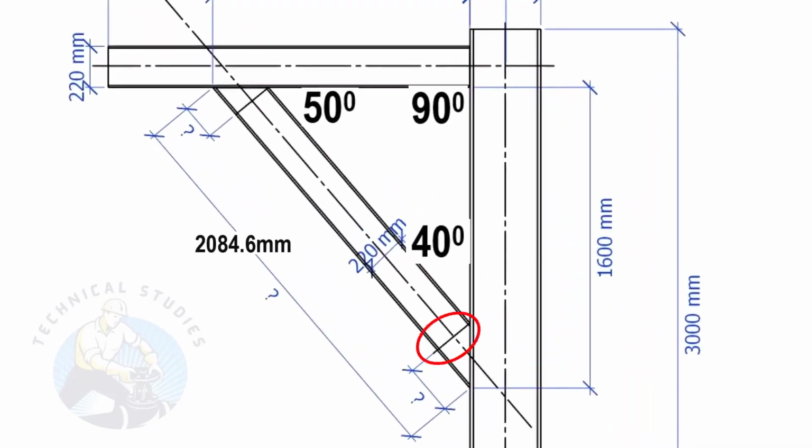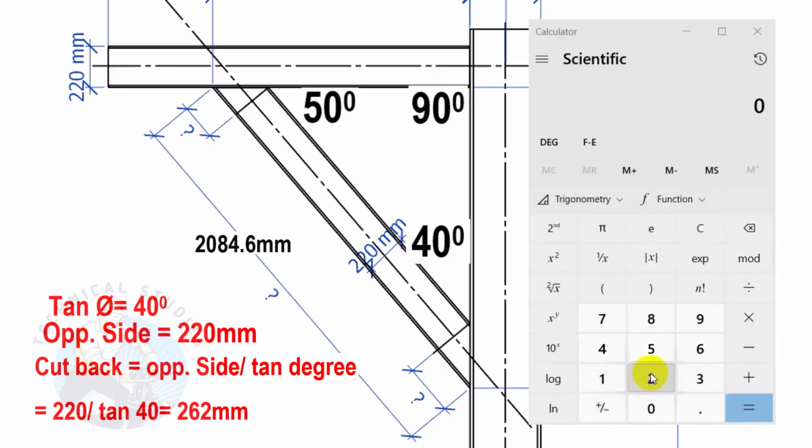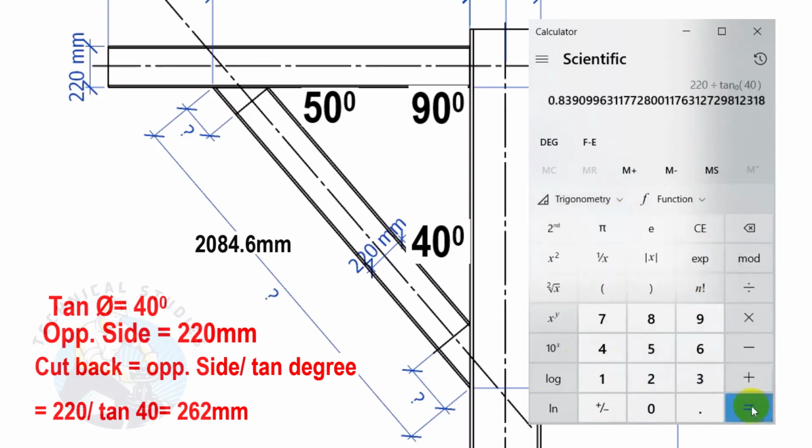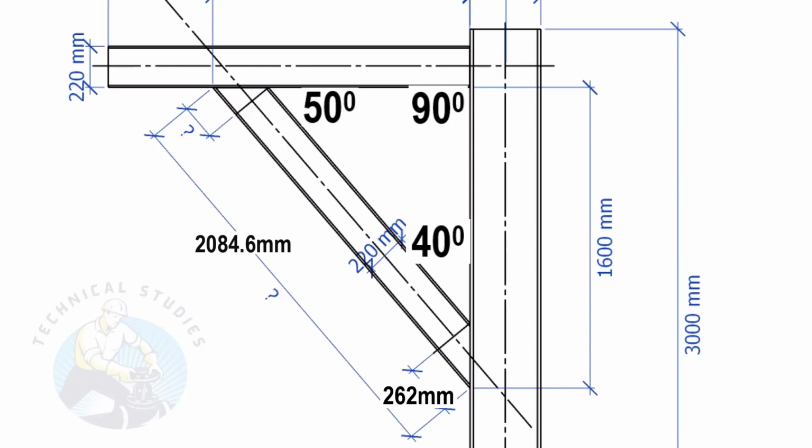The width of the beam is 220 mm, and the included angle is 40 degrees. Here, we will apply the tan rule to find the cutback length. Tan of 40 degrees equals opposite side 220 mm divided by the cutback. Cutback equals opposite side divided by tan of the angle. Here, the cutback length is 262 mm.